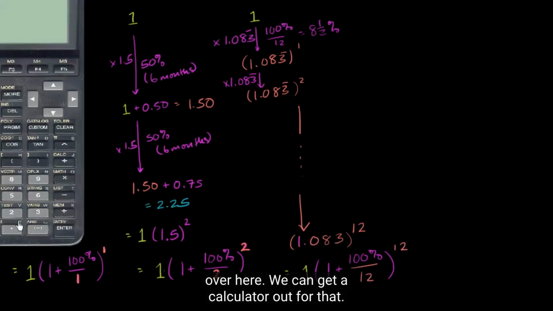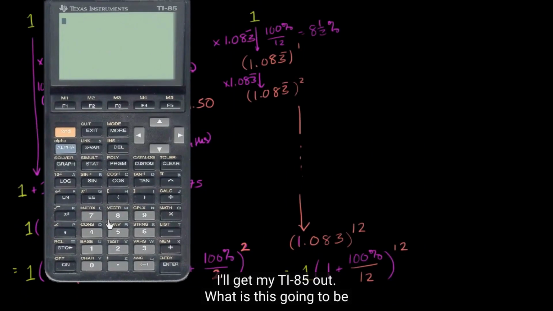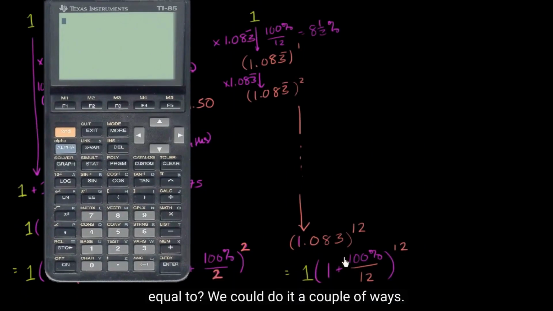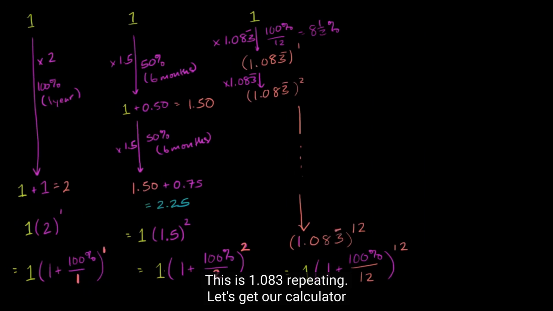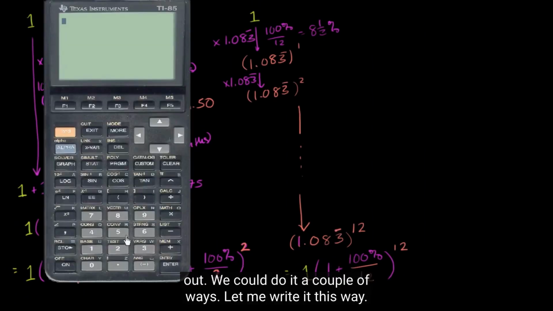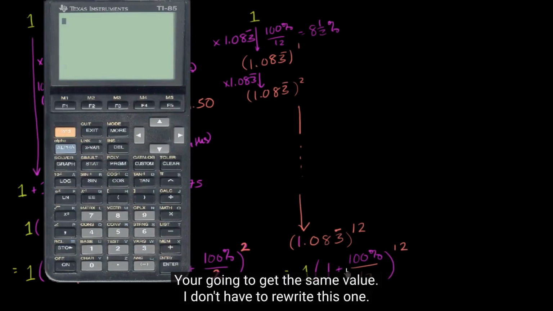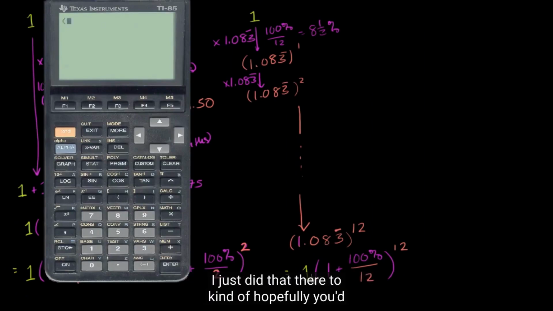So we can get a calculator out for that. So I'll get my TI-85 out. And so what is this going to be equal to? Well, we could do it a couple of ways. And this is 1.083, repeating right over here. Let's get our calculator out. You're going to get the same value. And I don't have to rewrite this one here. I just did that there, hopefully so you see the structure in this expression.